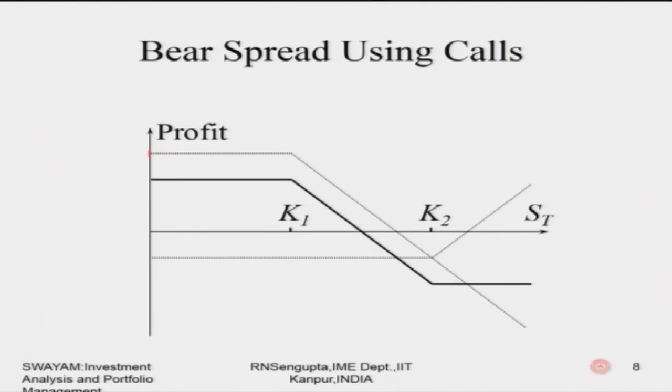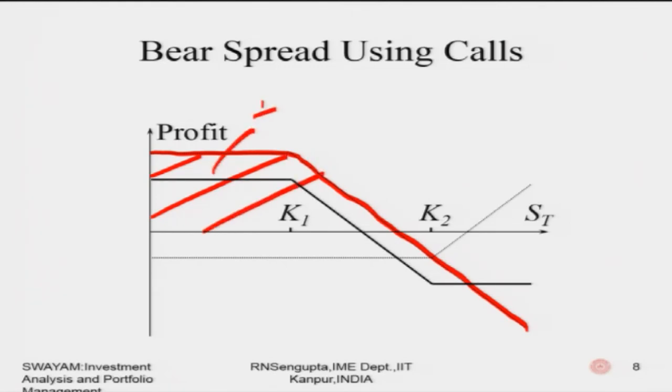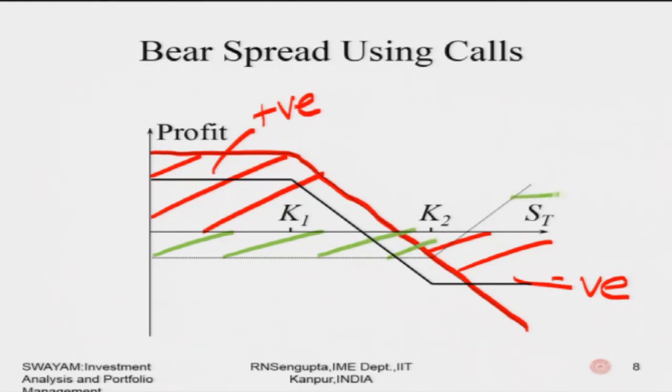So, for prices K1 and less, this was the option. So this was the profit. This was the loss. For the case when we had the strike price as K2, the colors change. You had loss, you had profit, and when you combine them, the blue one, this was the combined one.